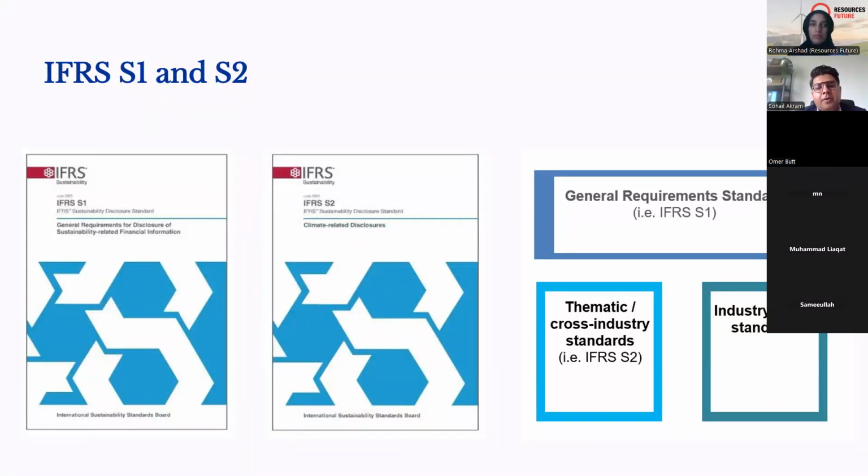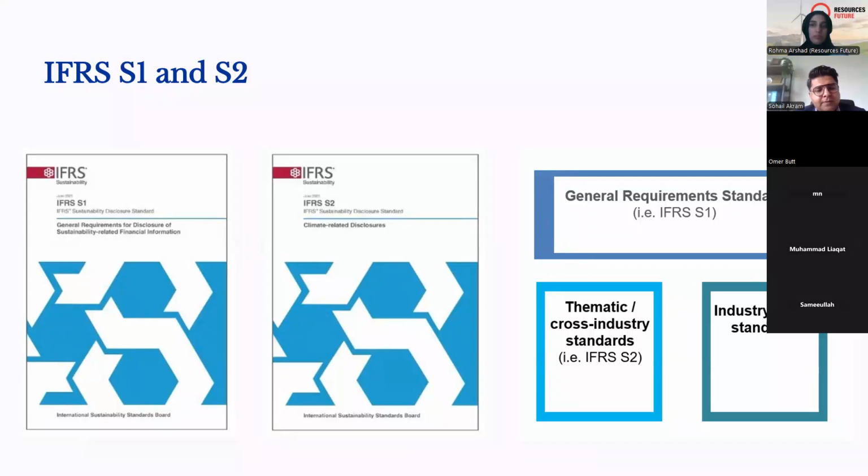Now they are working on two projects. One is on biodiversity and the other one is on human capital. They are working on this, and it is expected that they might come out with standards on these two topics. And as we move forward in coming years, further standards are expected.